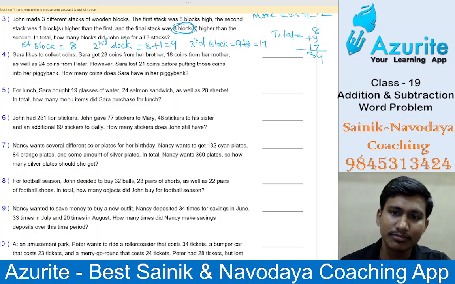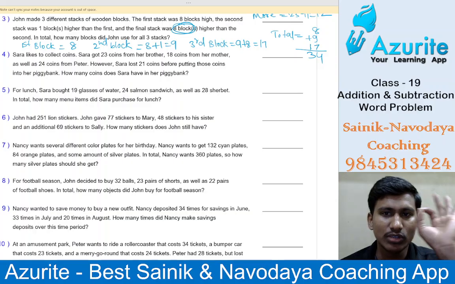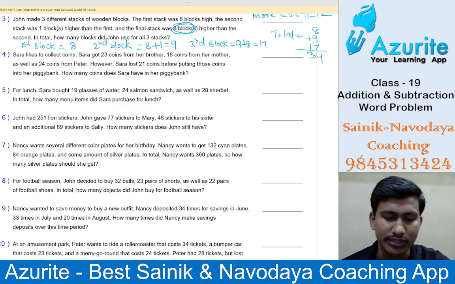Everyone got 34? Understood? So now students, let's go for the fourth question. What is the fourth question here?